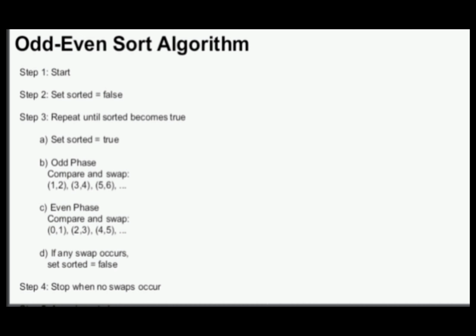If an entire odd phase and even phase finished without any swaps, the algorithm knows the array is already in correct order. Next step, the array is sorted. The process ends and the final sorted array is obtained.